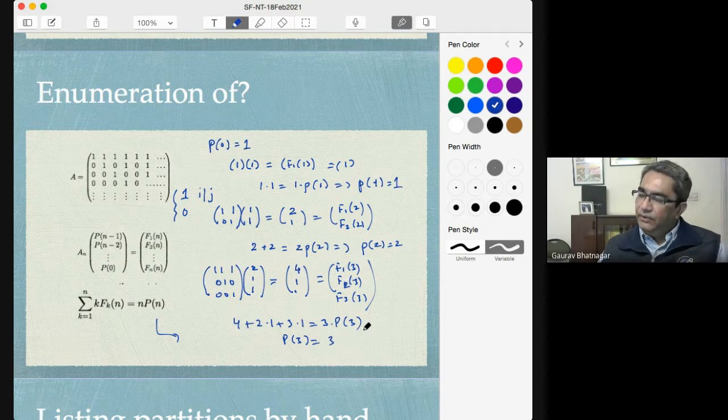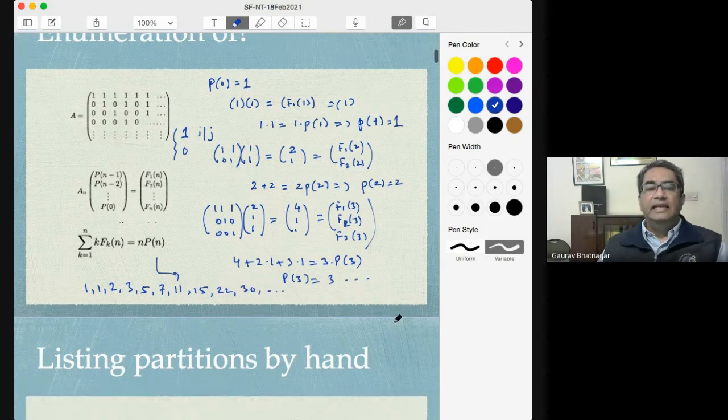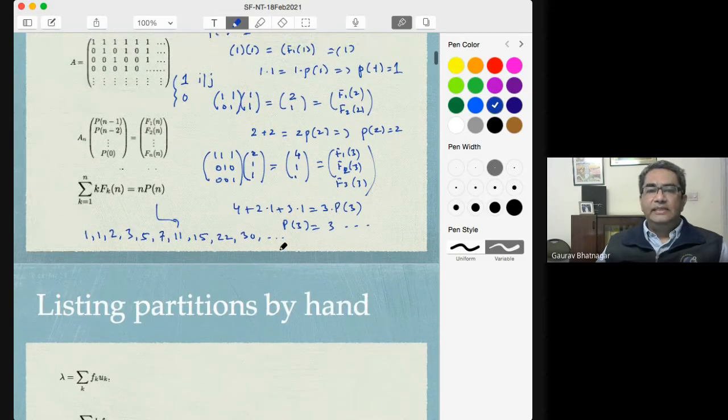And if we carry on like this, I think you got the idea. If we carry on like this, I get the following sequence. So it's 1, 1, 2, 3, and 5, 7, 11, 15, 22, 30, and so on. So this is the sequence. This is the sequence of partitions. So this is the sequence of partitions of n.